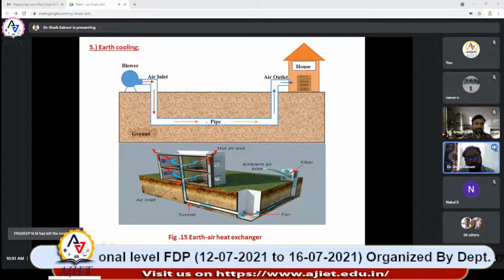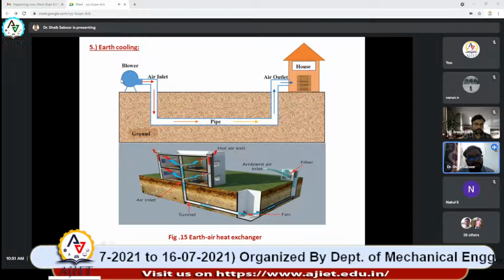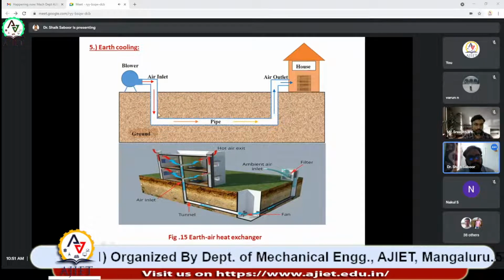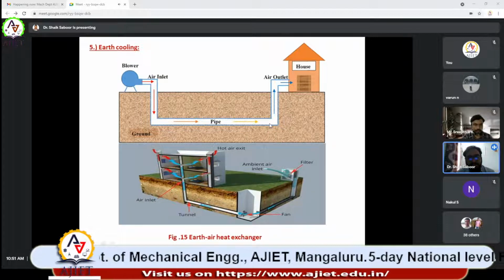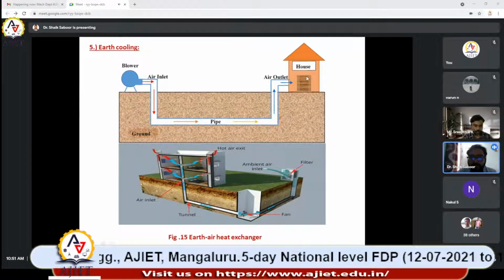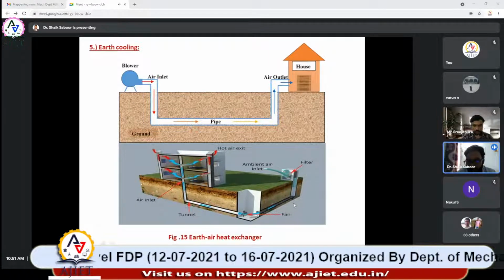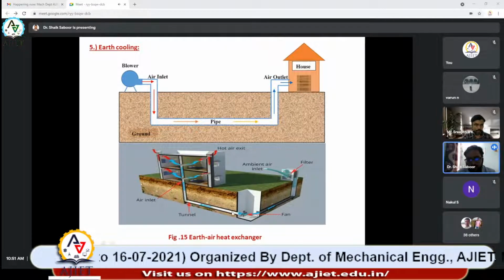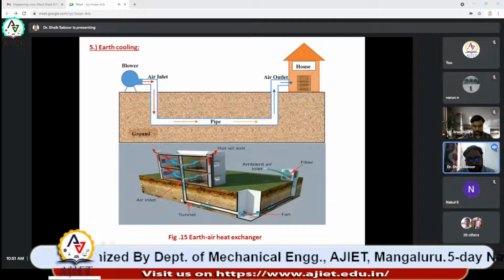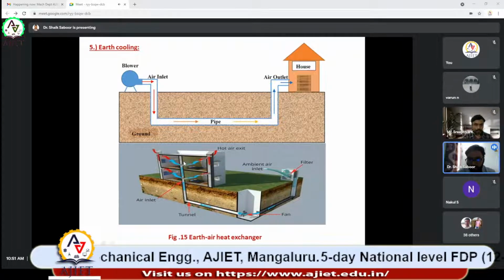So what you do is take the outside air and blow it through this duct system and get the cold or comfortable air here. An earth cooling system is also there. Here you can see how it actually works. We take the air and send it through this tunnel to the building, wherever you want to supply.